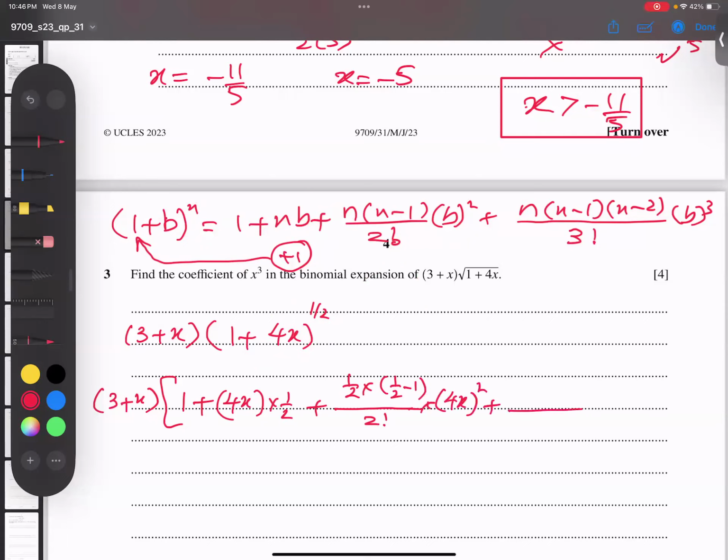Okay, same story here, but this time we have to apply this long working. n is the power, and the power is a half. Let's start. n into n minus 1 into n minus 2 divided by 3 factorial into the cube of the 4x. So a lot of patience is required while attempting this kind of question. And here 2 and 4 cancel out. I get 1 plus 2x.